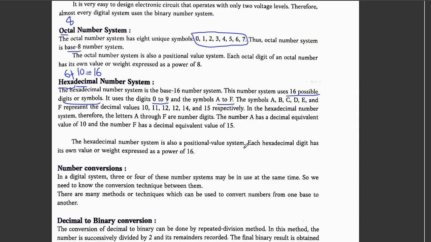So the hexadecimal number system is also a positional value system. Each hexadecimal digit has its own value or weight, expressed as a power of 16. Just like in decimal we have powers of 10, in binary powers of 2, in octal powers of 8, and in hexadecimal powers of 16. Okay, so how do we convert numbers? First of all, in order to convert a number system, you need to know the counting sequence.